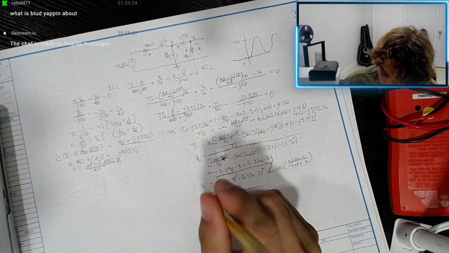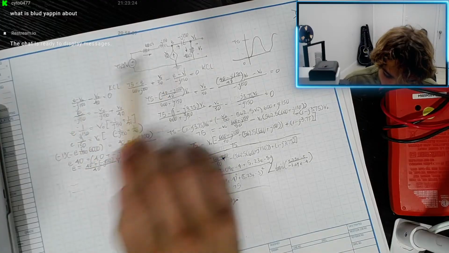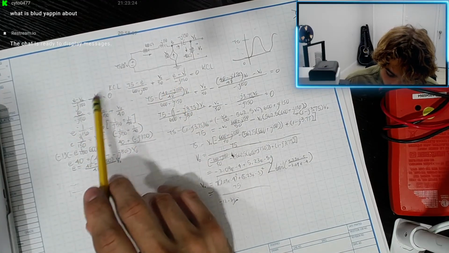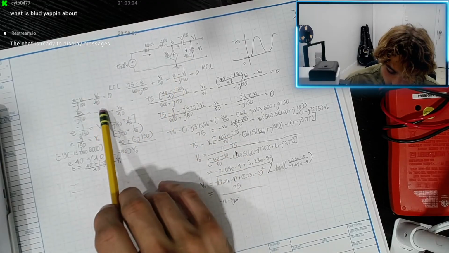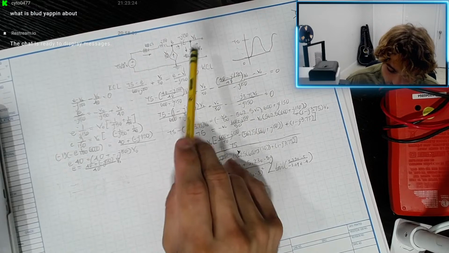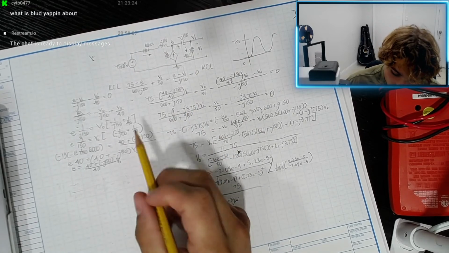That's so true. E minus V out divided by negative J 150 minus V out divided by 40. That'd be 0. That's V out. I want to solve for V out.